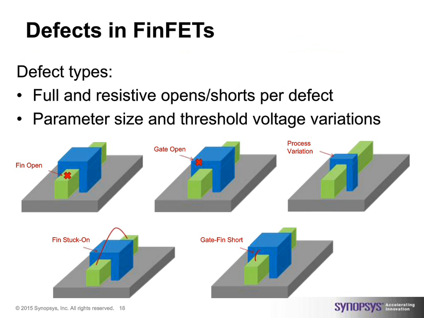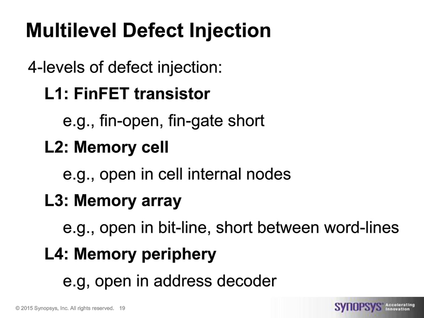Now, we don't look at only the transistor level. This shows that we look at 4 different levels. The first is what's happening in the transistor, such as the fin open or fin-gate shorts. But we move on to see that we do have also the memory level. The memory cell is 6 of those transistors together. So we look at the memory cell, and we analyze in the memory cell, for instance, the open in cell internal nodes and how that happens and what it results in.